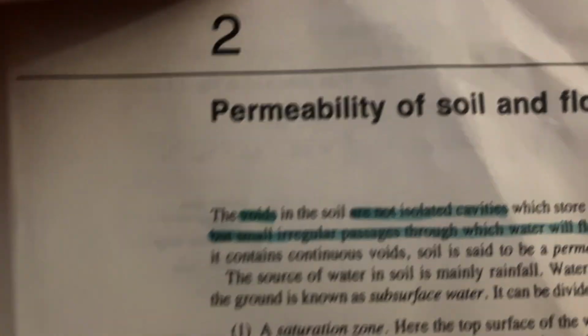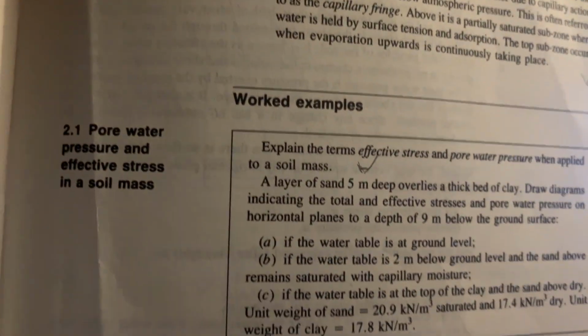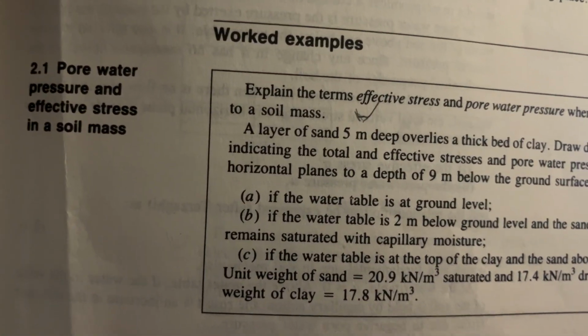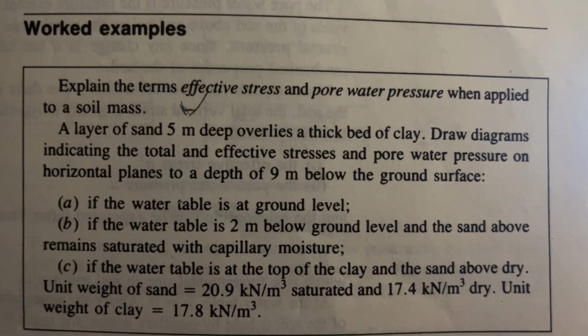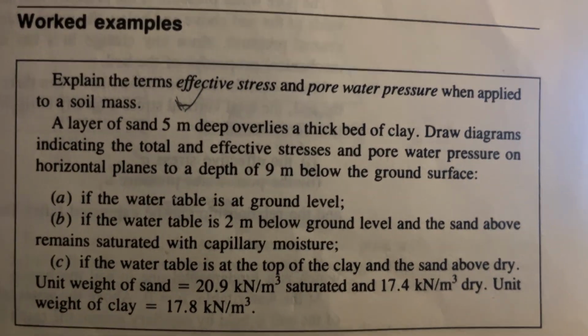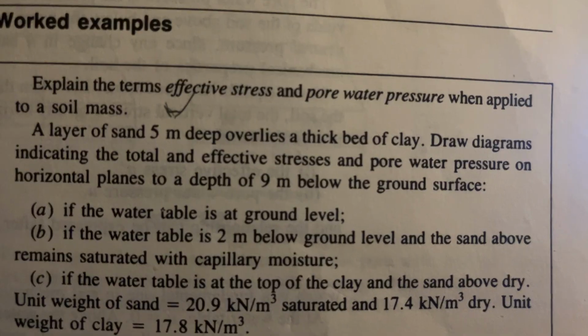So this is permeability of soil and flow nets. This is worked example 2.1, pore water pressure and effective stress in a soil mass. Explain the terms effective stress and pore water pressure when applied to a soil. I don't think you can do that without talking about total stress.